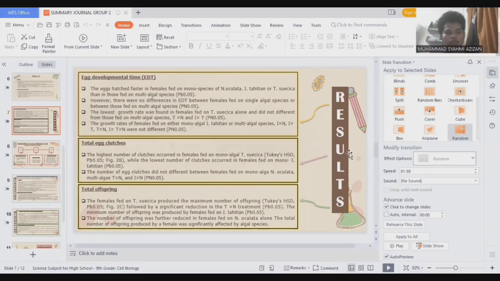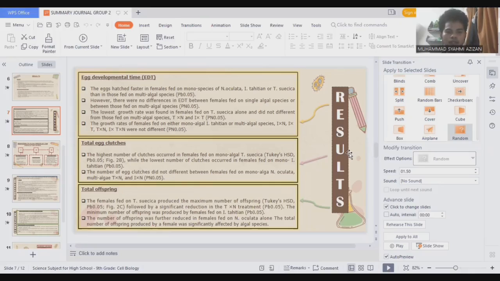The third result is egg development time (EDT). The eggs hatch faster in females fed on monospecies of N. oculata, I. tahitiana, or T. suecica than in those fed on multi-algal species. However, there was no difference in EDT between females fed on single algal species or between those fed on multi-algal species. The lower growth rate was found in females fed on T. suecica and did not differ from those fed on multi-algal species.